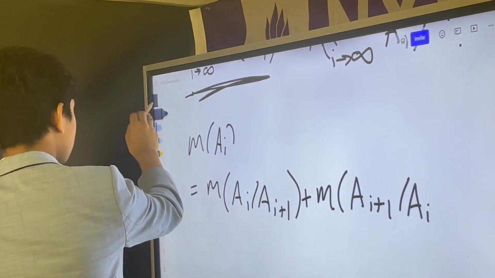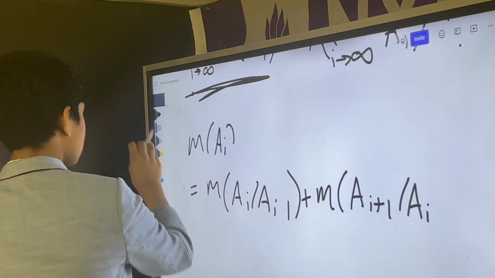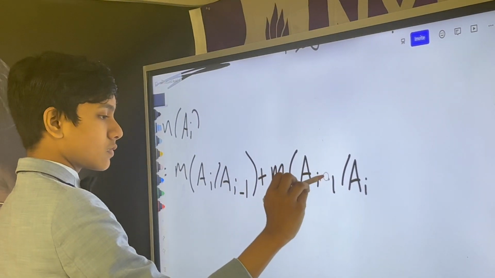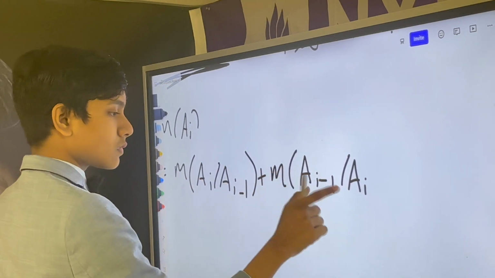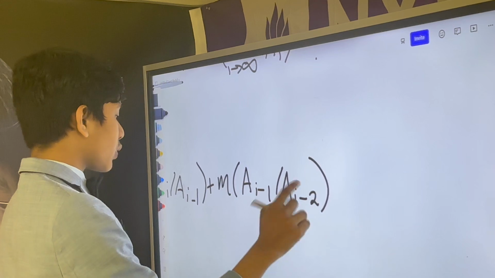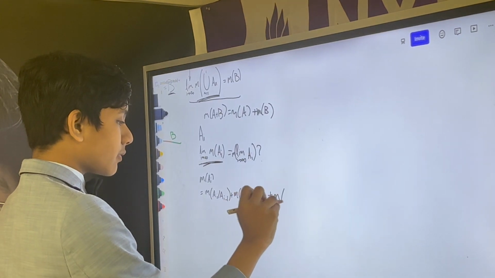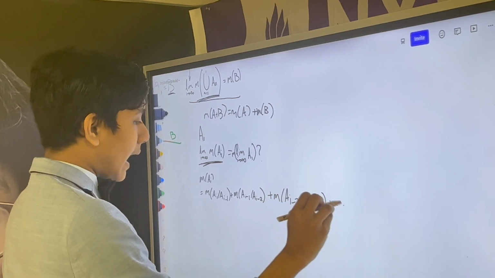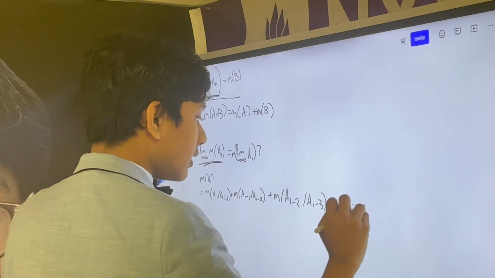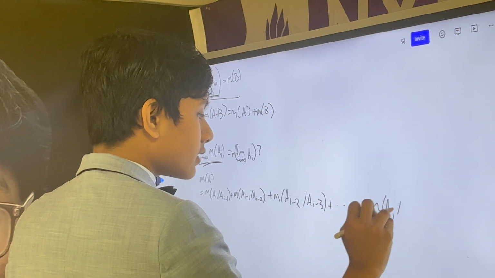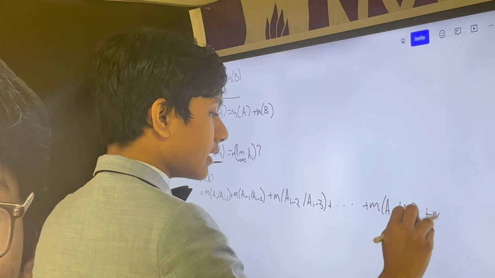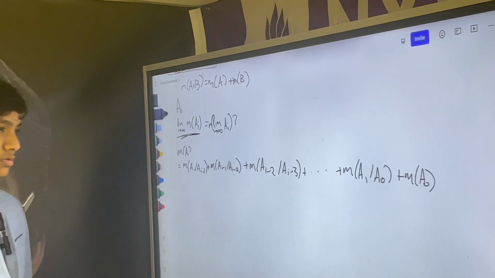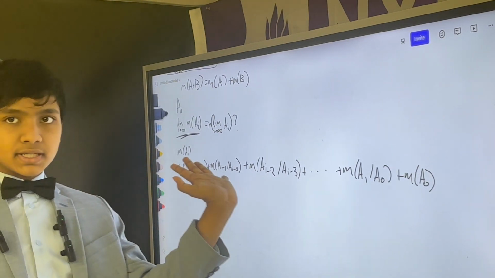Plus the growth that happened before that, plus the growth that happened before that, and so on and so forth, until before you know it, you have the first growth and the original set. So you can break it down into this sequence of sets.